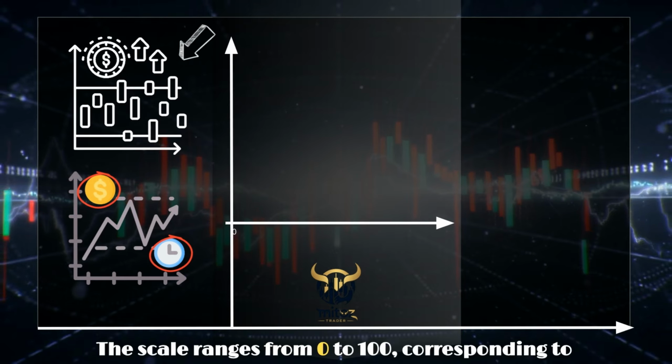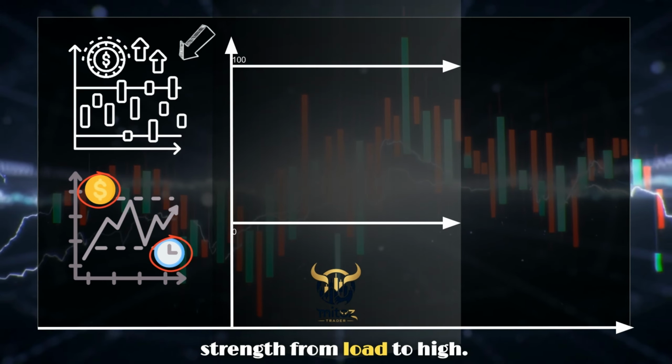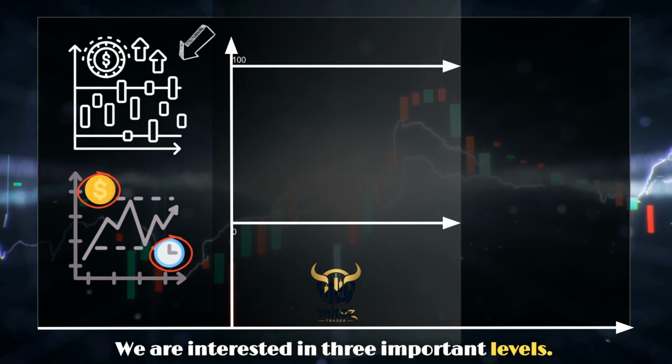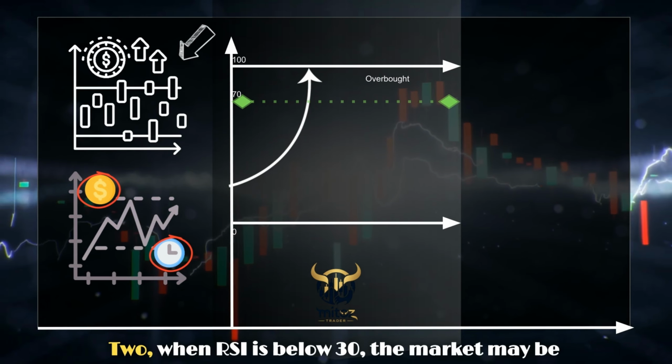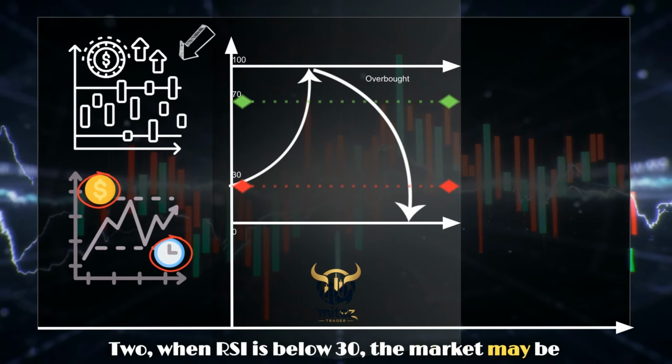RSI is a tool for measuring the speed of price fluctuations. The scale ranges from 0 to 100, corresponding to strength from low to high. We are interested in 3 important levels. 1. When RSI is above 70, the market may be overbought. 2. When RSI is below 30, the market may be oversold.